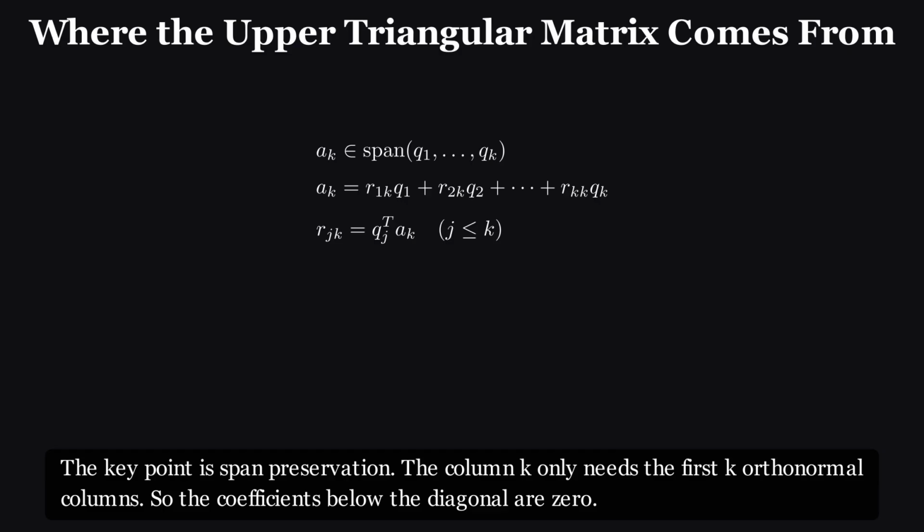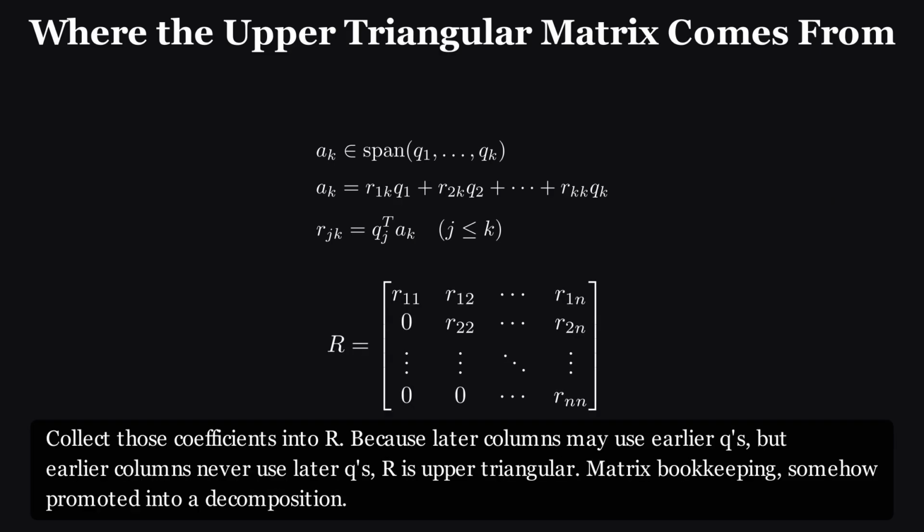The key point is span preservation. The column k only needs the first k orthonormal columns, so the coefficients below the diagonal are 0. Collect those coefficients into R, because later columns may use earlier Qs, but earlier columns never use later Qs. R is upper triangular. Matrix bookkeeping, somehow promoted into a decomposition.